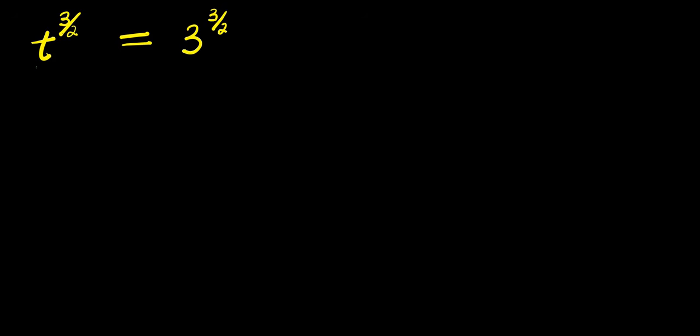Hello, how to solve t to the power of 3 over 2 equals 3 to the power of 3 over 2. You are solving for all the values of t that satisfy this equation. So, if you have a to the power of n times m, this equals a to the power of n raised to the power of m. That means I can factor out 3 from here.